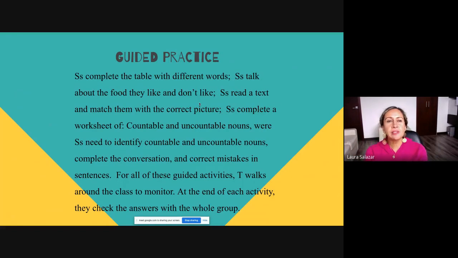In the guided practice, the students complete the table with different words. Students talk about the food they like and don't like. Students read the text and match them with the correct picture. Students complete a worksheet of countable and uncountable nouns, where students need to identify countable and uncountable nouns, complete the conversation, and correct mistakes in sentences. For all of these guided activities, teacher walks around the class to monitor. At the end of each activity, they check the answers with the whole group.